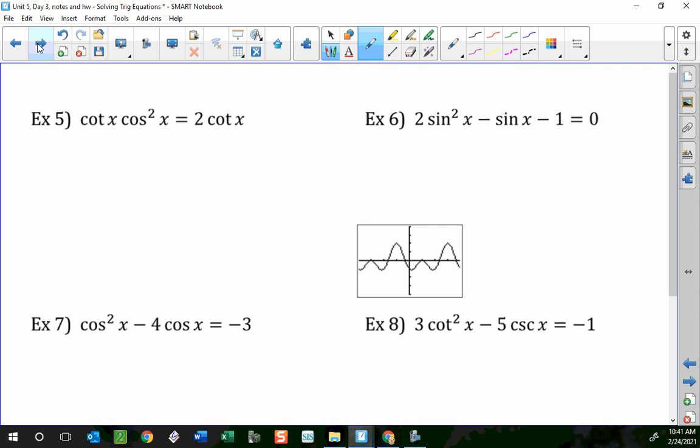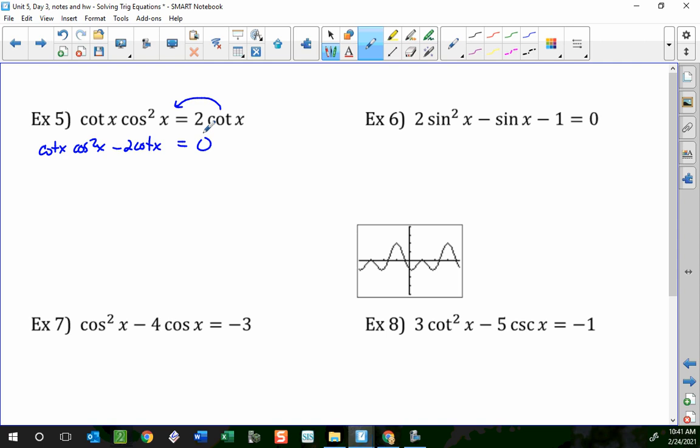Now we're going to be approaching something else that we have to think about. When I look at this problem here, you never, ever want to cancel something like that, because you're going to lose one of your answers. Just like if you had x squared equals x, you don't want to cancel an x like that because you lose some of your answers. What you do is you bring everything to one side and you factor. So I'm going to bring this over to this side: cotangent x cosine squared x minus 2 cotangent x equals 0.